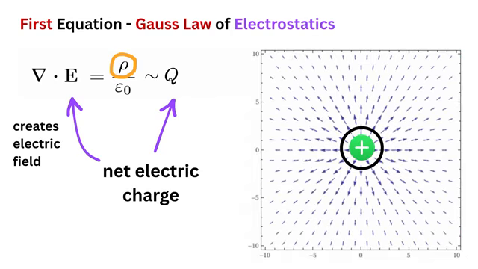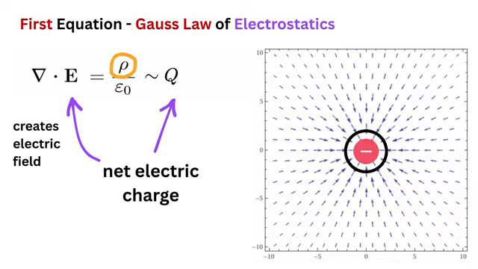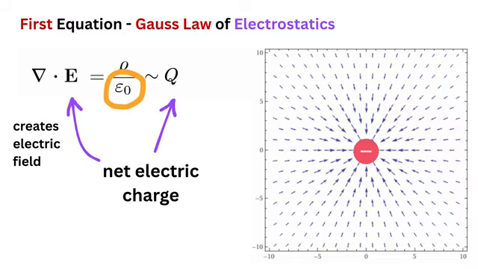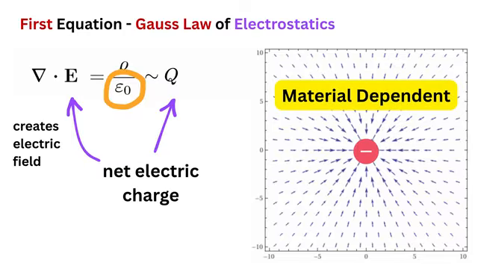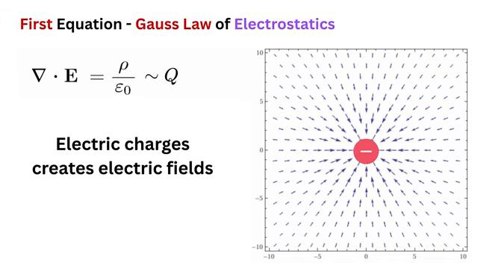A net positive charge behaves like a source or a beginning because the electric field arrows radiate outward from it in every direction. A net negative charge behaves like a sink, or an end because the electric field arrows converge inward toward it from all directions. Also, the term epsilon zero tells us that the electric field produced by the same charges can change depending on the material present. So keep in mind that the first law says that electric charges create electric fields.